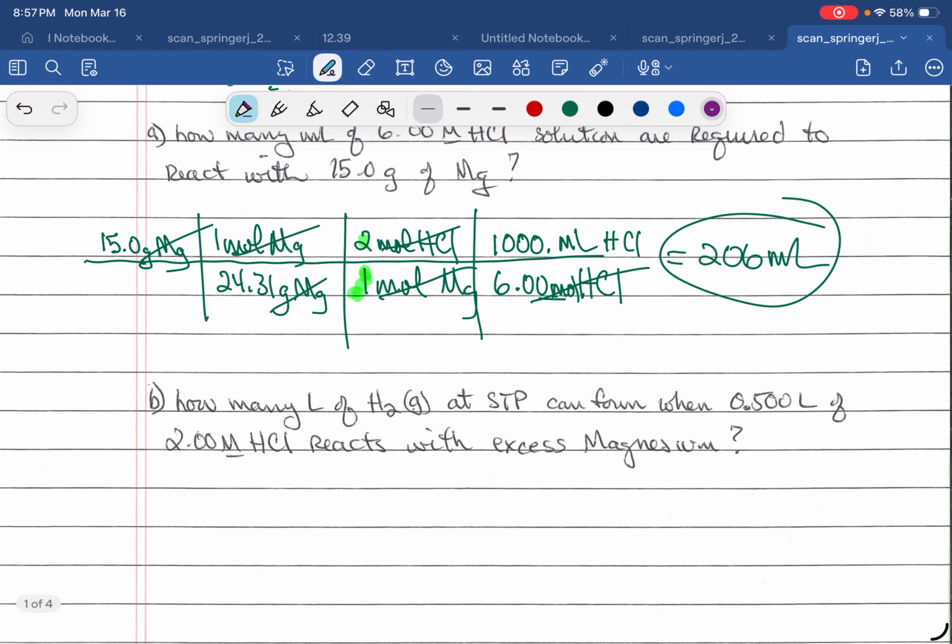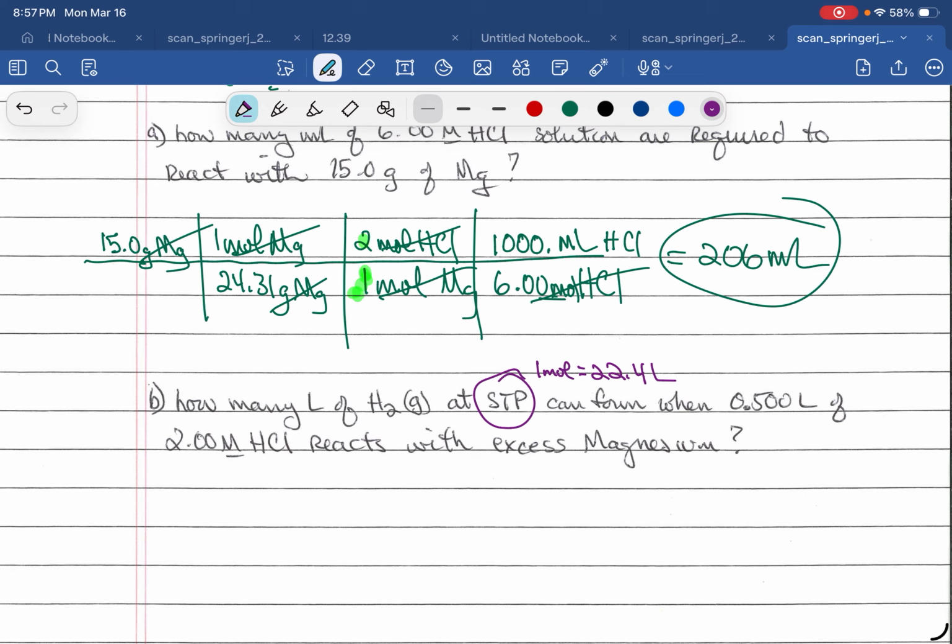63B, how many liters of H2 at STP? Remember, at STP, 1 mole is 22.4 liters. That's the molar volume of any ideal gas at STP, 22.4 liters per mole. How many liters of H2 can come from 0.5 liters of 2.00 molar HCl?